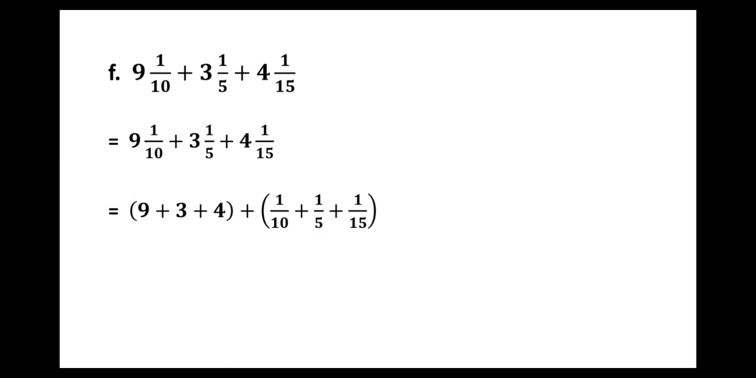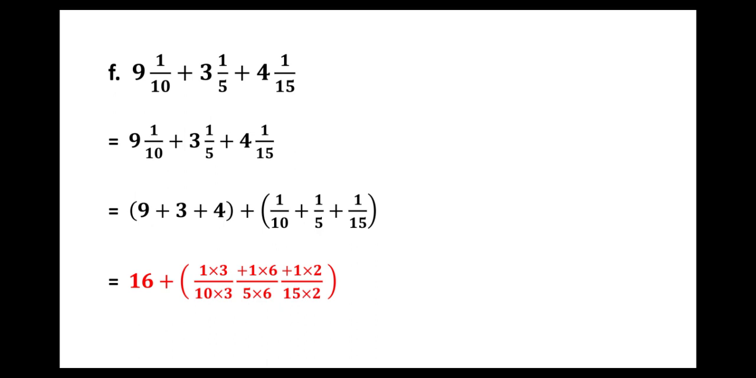Now in the next step, we add the whole numbers and get the LCM of 10, 5 and 15 because these are unlike fractions. So now we change them into like fractions. So the LCM of 10, 5 and 15 is 30. So now I need to know the numbers by which I multiply to get 30. So first of all we add the whole numbers. 9 plus 3 plus 4 we get 16 and now 1 by 10.